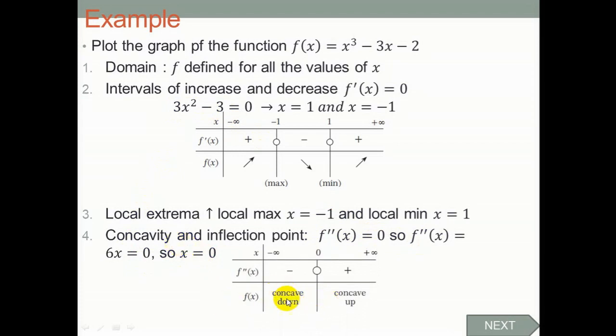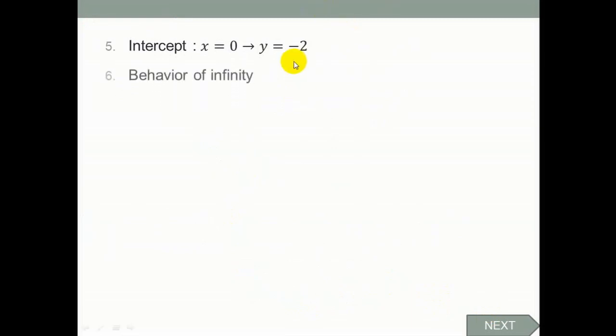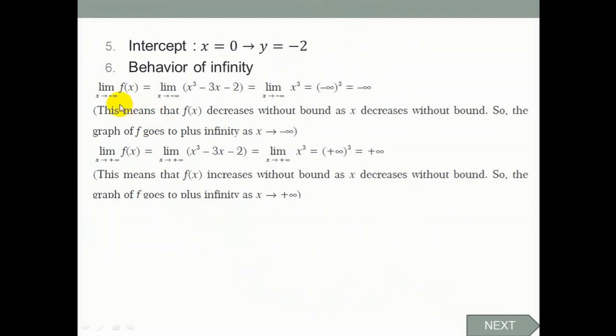Okay, so this one is the sign chart, and there is concavity down and concavity up, so there will be an inflection point. Correct. Number 5, intercept: you let x be 0, so you will get y. After that, behavior at infinity. What is behavior at infinity? You substitute x approaching minus infinity or plus infinity, so you will get the result.